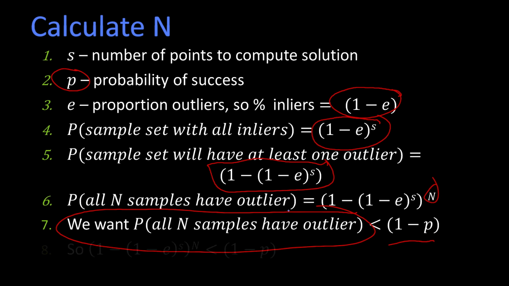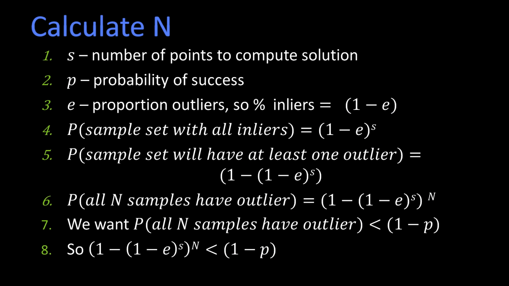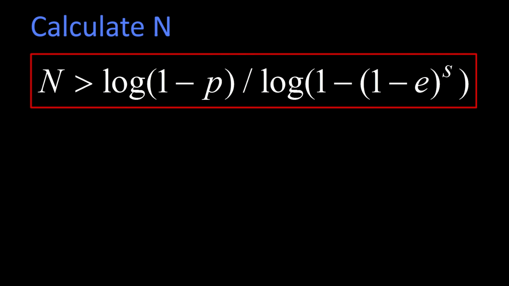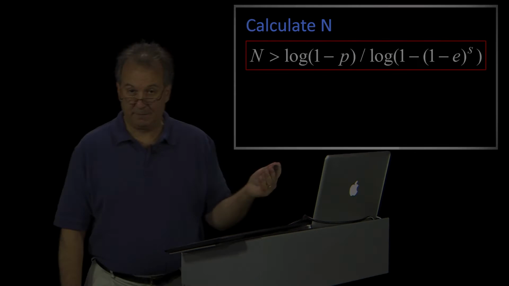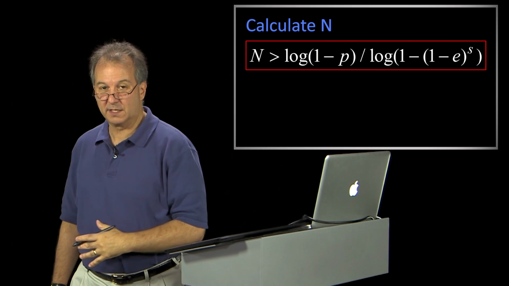So that means that we can now just substitute in, and we get this ugly expression: 1 minus E to the S, to the n, has to be less than 1 minus P. Drum roll, please. We can solve for n, and bingo, there is our equation. N's got to be greater than the log of 1 minus P divided by the log of 1 minus E to the S. And I'm sure you all have deep intuitions for what that looks like.